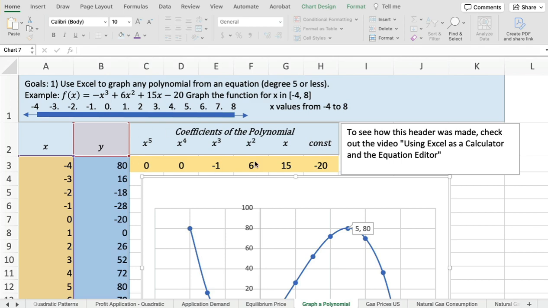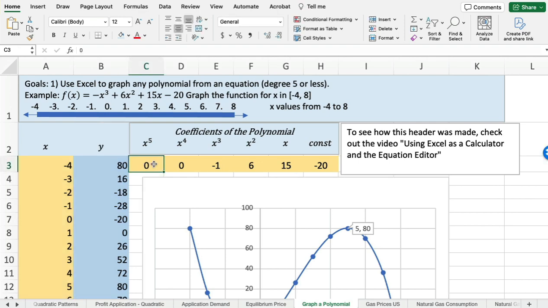And we're going to just graph one that is given to us here today. So the example we're given is f of x equals negative x to the third power plus 6x to the second power plus 15x minus 20. So you'll notice that that doesn't have an x to the fourth or an x to the fifth term in it.